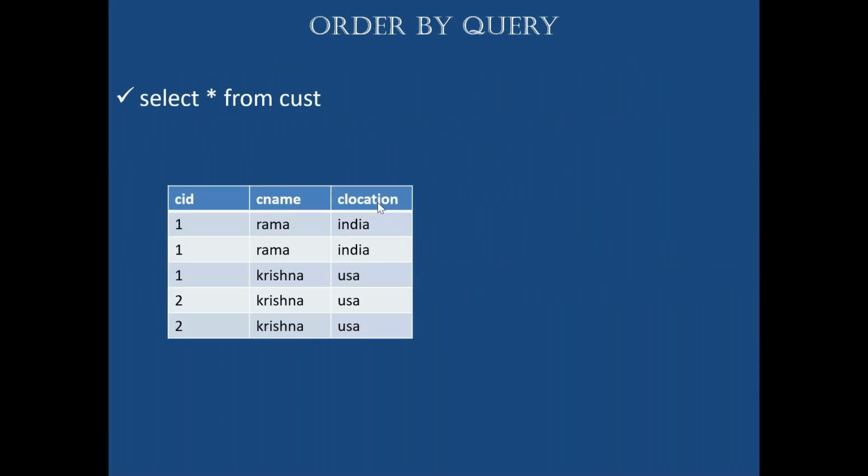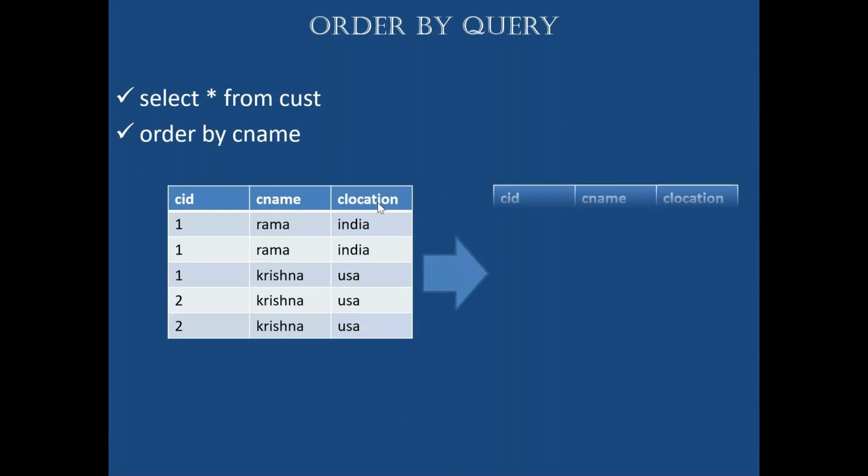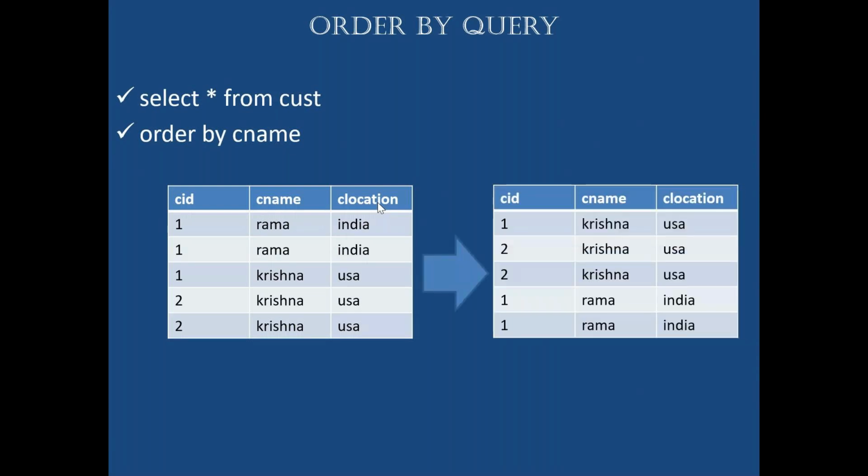Order by means this is how the data is there. Now you can say order by CNAME, so that the data will be ordered based on the name. So first A, B, C, D, E, F, G, H, I, J, K. First K will come, after K, L, M, N, O, P, Q, R. R will come. That's why first Krishna, next Rama is coming.